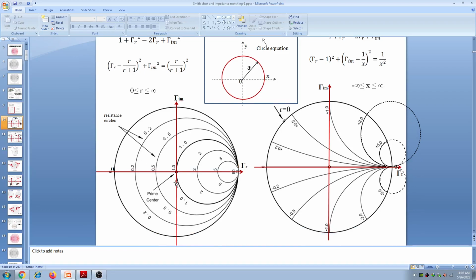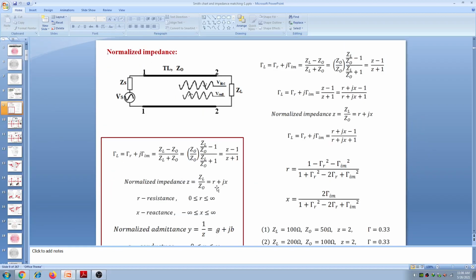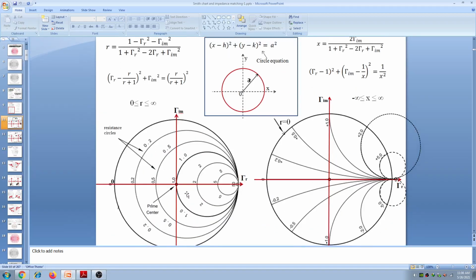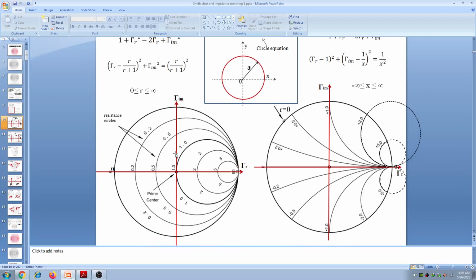These are called resistance circles. For every value of normalized resistance R, from 0 to infinity, there is a circle on the Smith chart like this. See, this is a circle. As you move over this circle, all of these are called resistance circles.